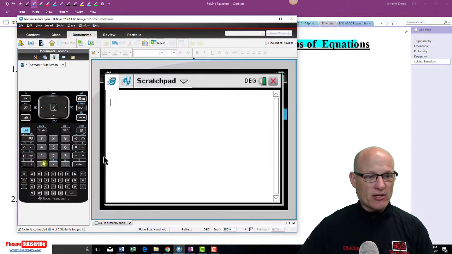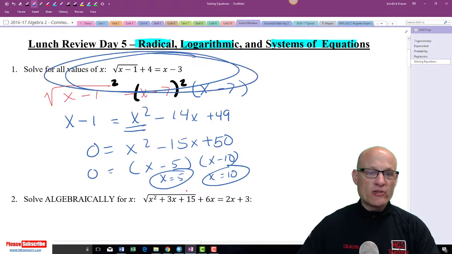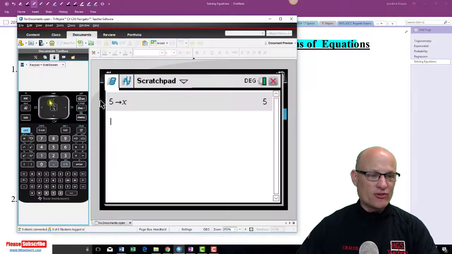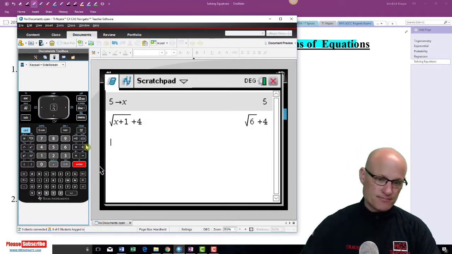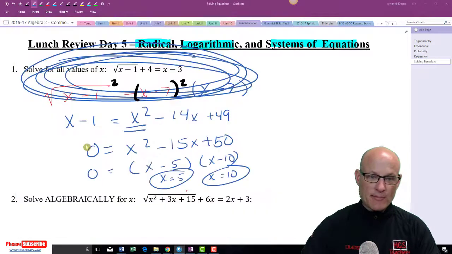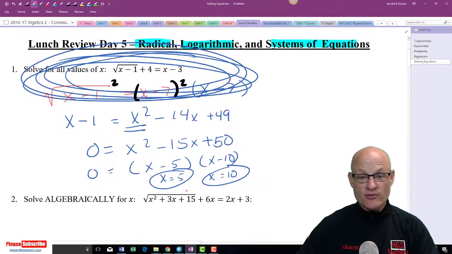So go into calculator mode. We're going to go 5, control, var, x. Type in the original only. Don't type in anything you changed, because the thing you changed might work, probably will work, when the original actually won't work. X plus 1 plus 4. Never use the equal sign. Minus 1. 6. Now type in the right side. X minus 3. Oh, they don't match. Can't work.